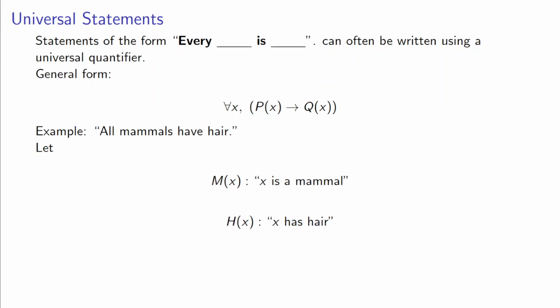So an example: all mammals have hair. If M of x is "x is a mammal" and H of x is "x has hair," we could write for all x, if M of x, then H of x. If x is a mammal, then x has hair.